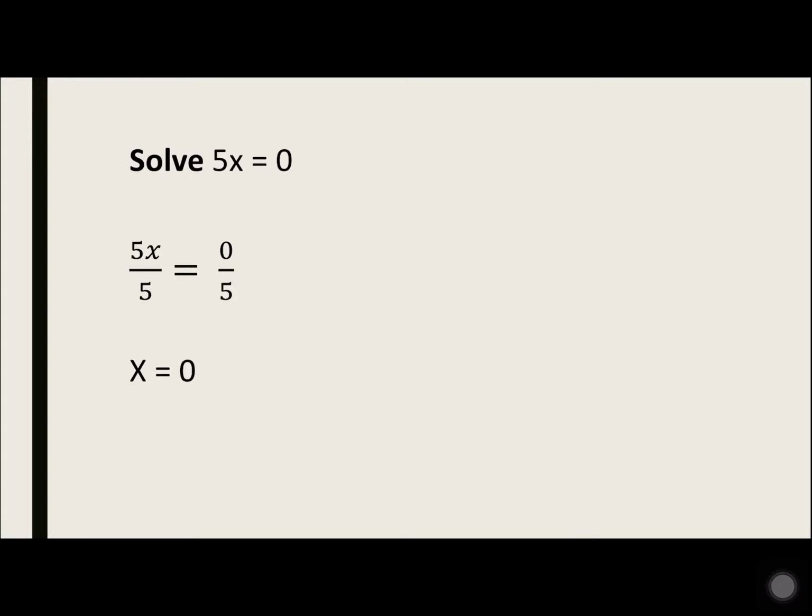Solve. 5x equals 0. Divide by 5 on both sides. 0 divided by 5 equals 0.